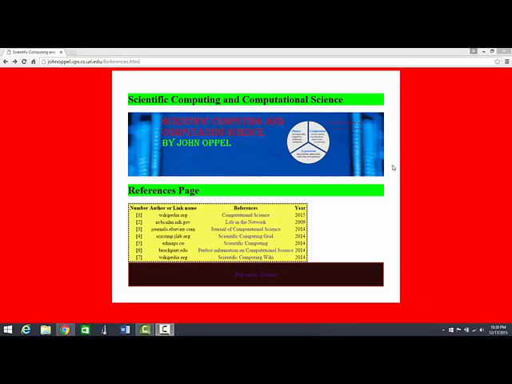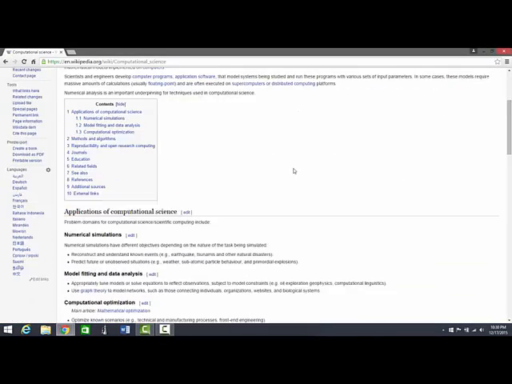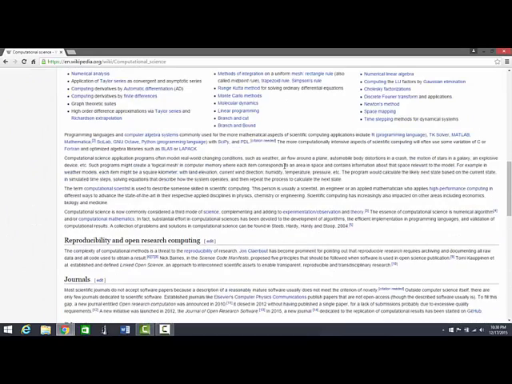This is my reference page here with all the sources that I found on the internet about scientific computing and computational science. The source that was most helpful to me was this Wikipedia source. And see, most of my answers found.